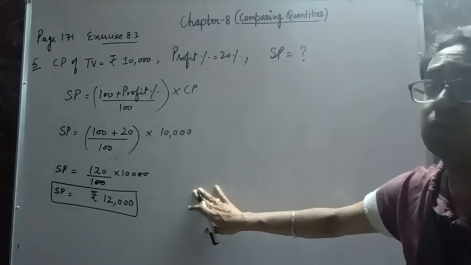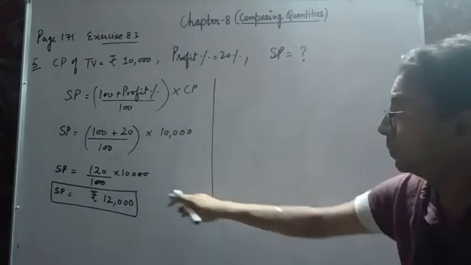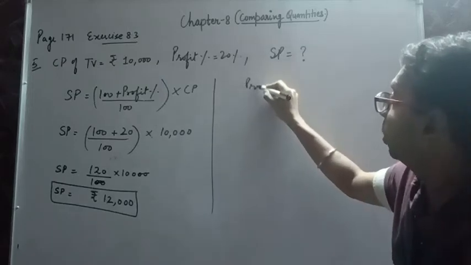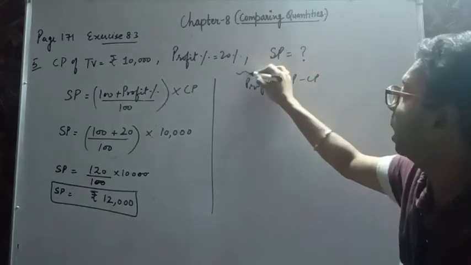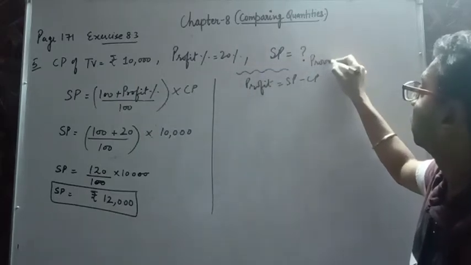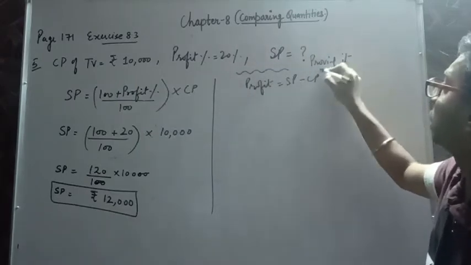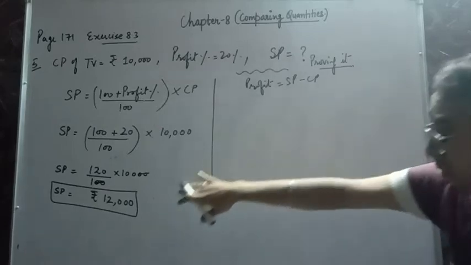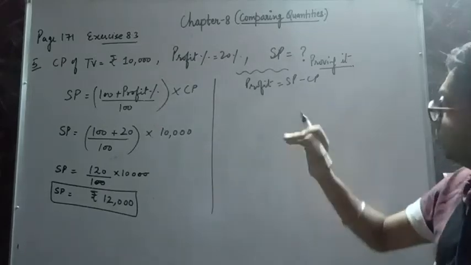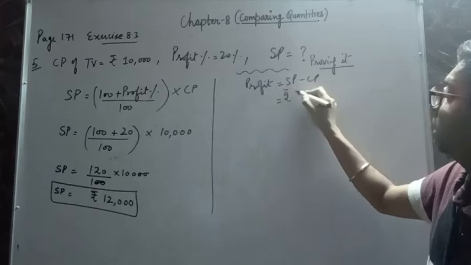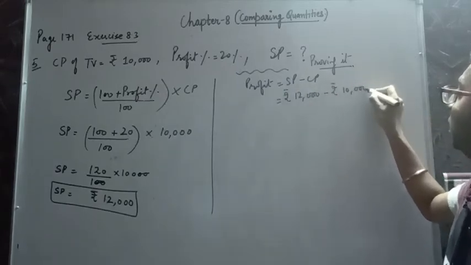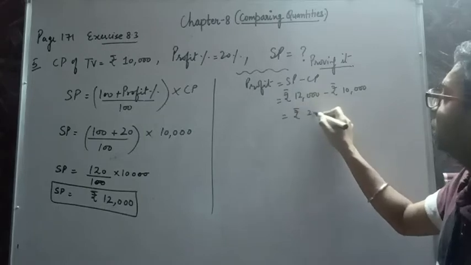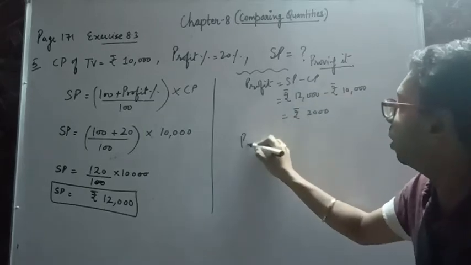I can prove this also. Let's see. Now, what is profit? Profit is SP minus CP. This is for me, I am just proving it. You don't need to prove it. I am just proving why we got this. Is it correct? Okay, what is the SP amount? 12,000. And what is CP? 10,000. It means the profit is 2,000.